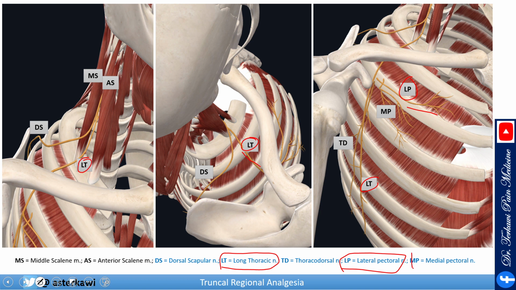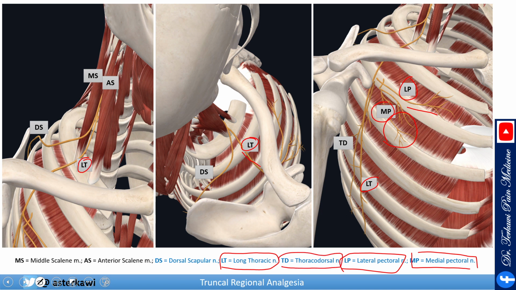Then the next nerve is the medial pectoral nerve. The medial pectoral nerve originates from the medial cord, specifically C8 and T1, and it penetrates the deep surface of the pectoralis minor to innervate the muscle, specifically the pectoralis minor.